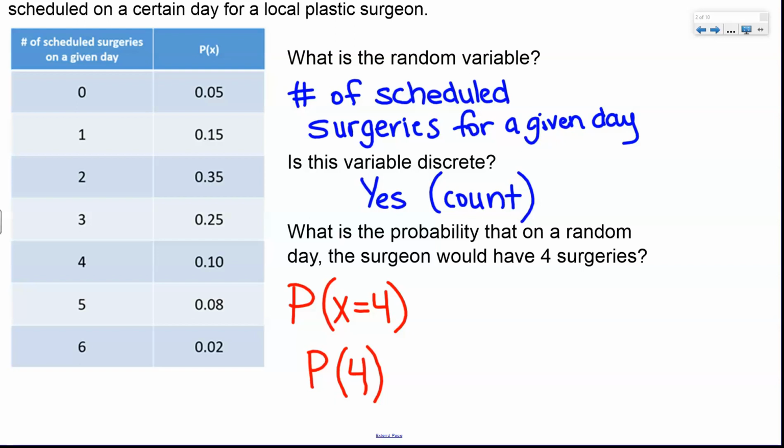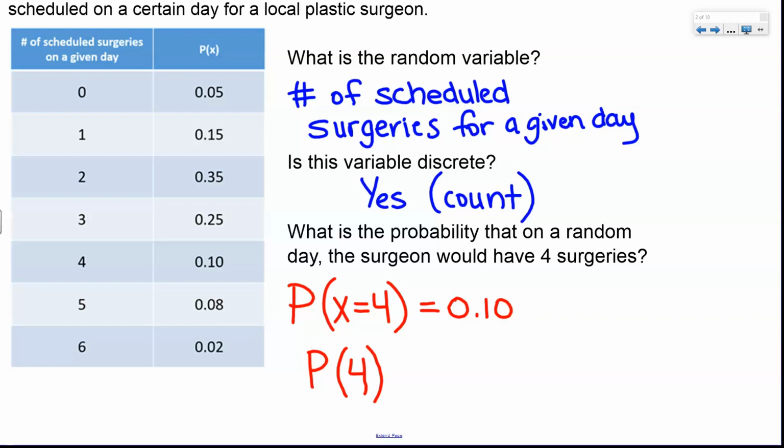With the homework. So the probability that we would have 4 surgeries on a given day, it would just be 0.10 or 10%, right? A 10% chance of that happening. So there we're just reading the chart, okay? So the chart's already been given to us, so we're just reading it. If we had like the original data, maybe we were creating a frequency table or a relative frequency table, and then from there we could find the probability.